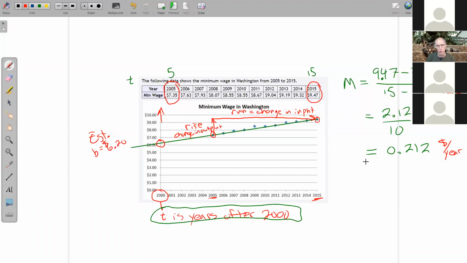We need to find the equation here. So next we need our y-intercept. And it doesn't matter which one I pick. So somebody help me out here. Should I pick 2005 as my starting point or 2015 to find the y-intercept?